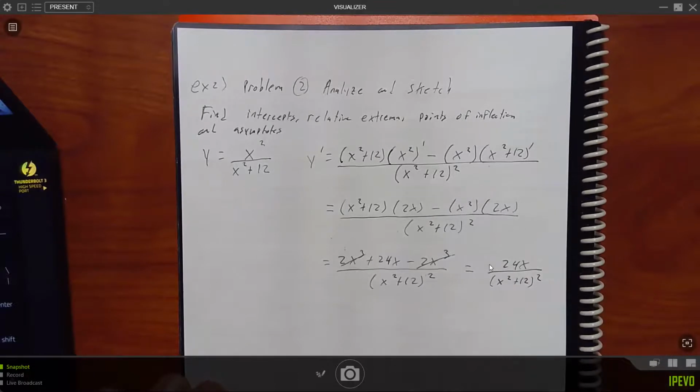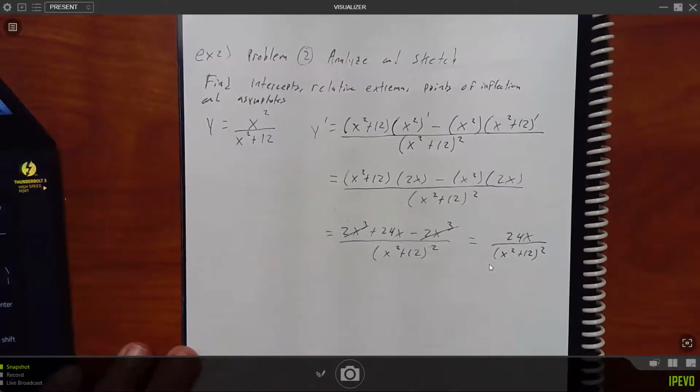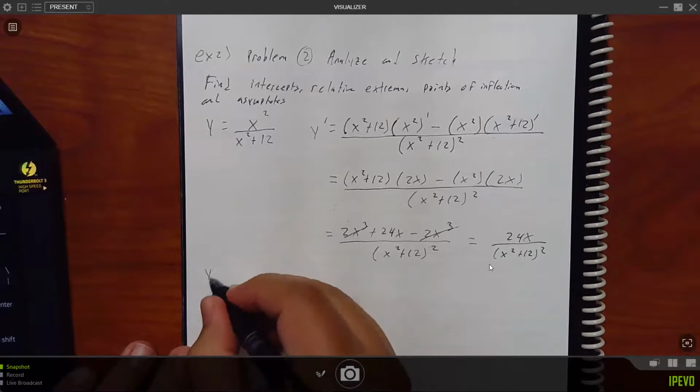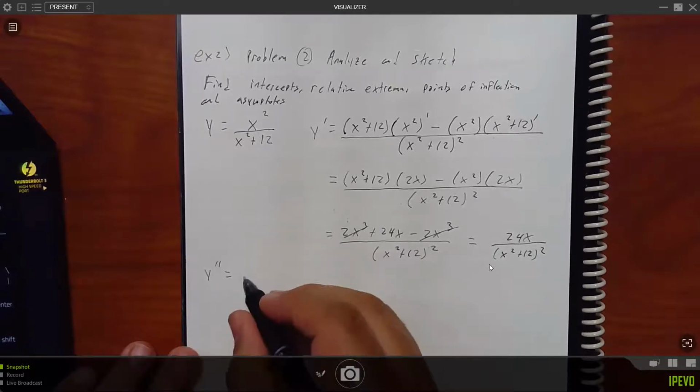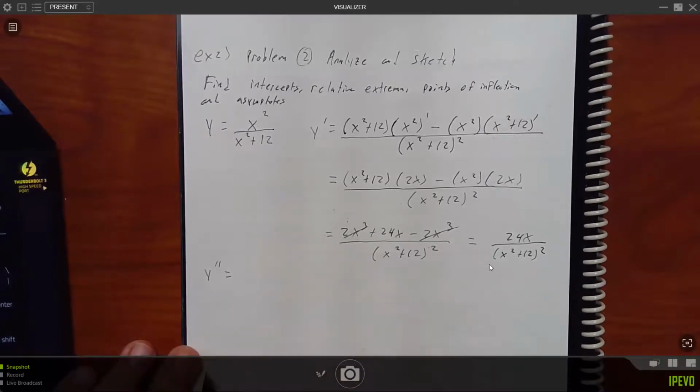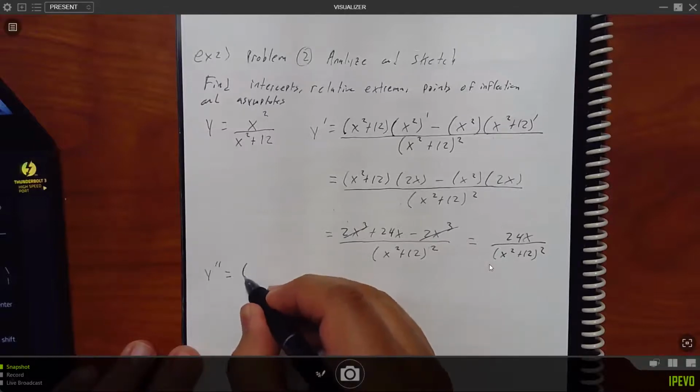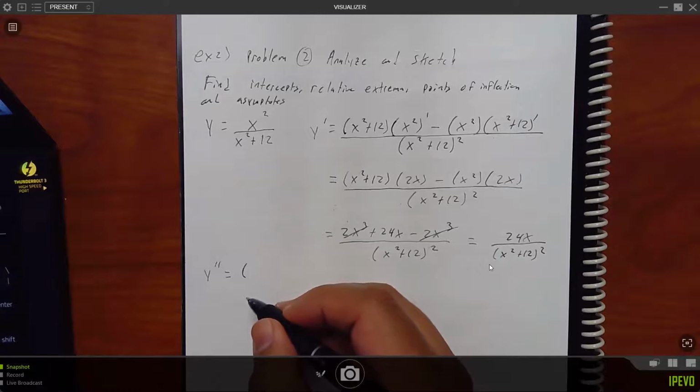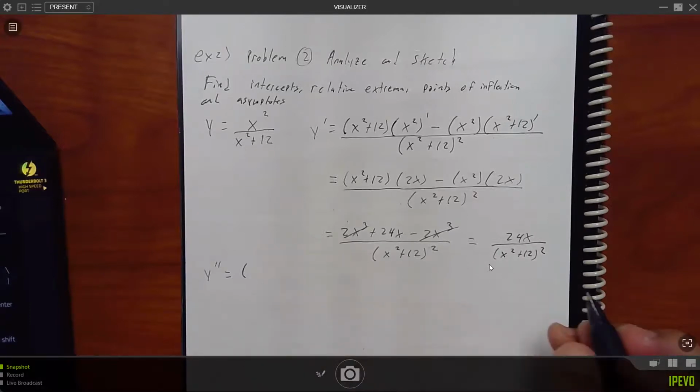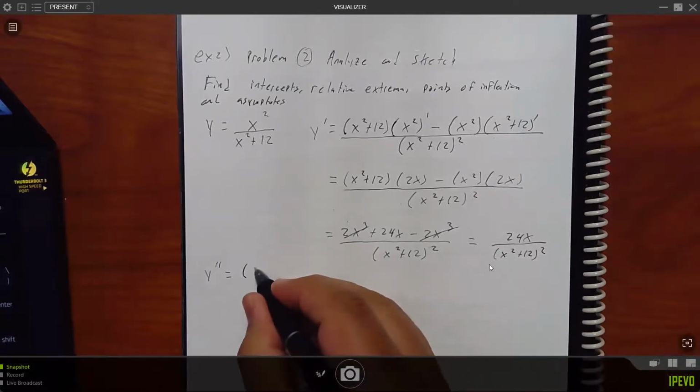Now, if we do another derivative, because the second derivative will help us find the inflection points. The second derivative will be, let's see. Yeah, it'll be the bottom.